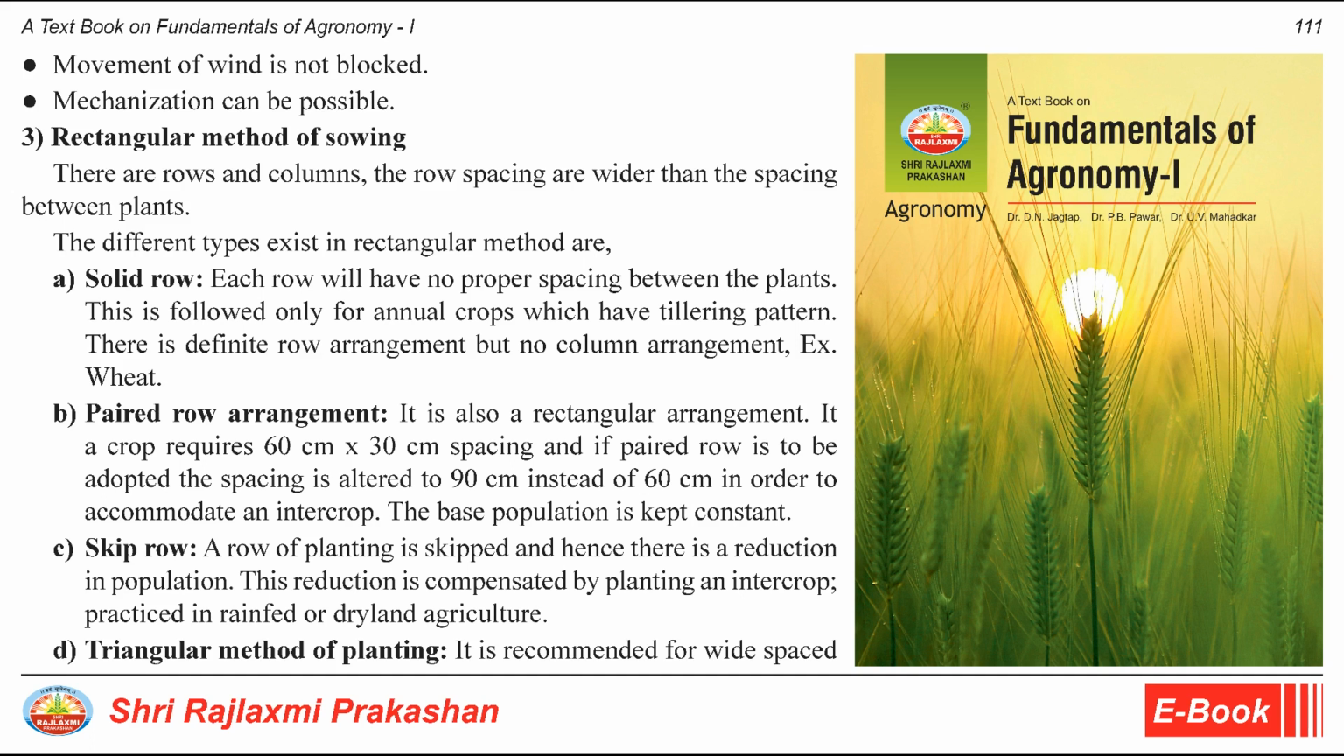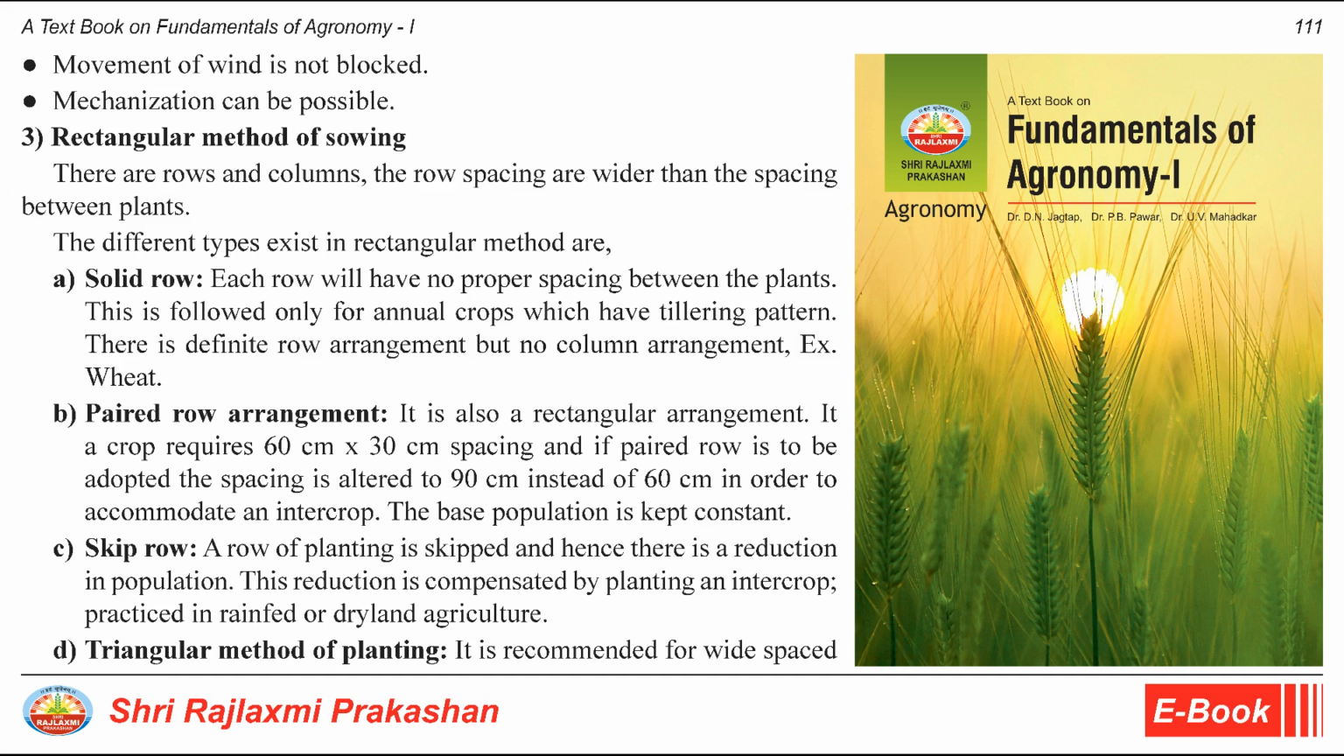The different types that exist in the rectangular method are: Point A. Solid row. Each row will have no proper spacing between the plants. This is followed only for annual crops which have a tillering pattern. There is definite row arrangement but no column arrangement. Example: wheat. Point B. Paired row arrangement.